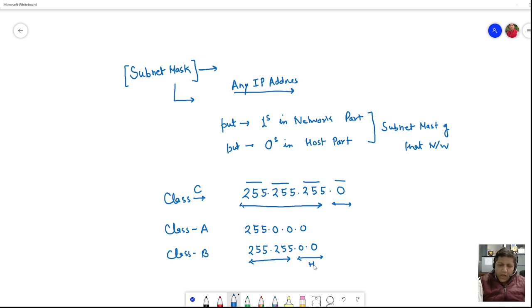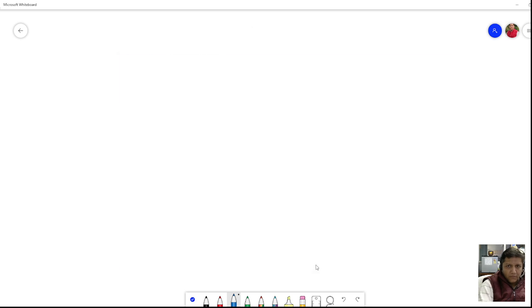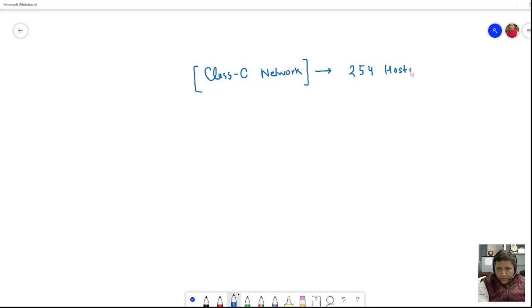Okay, now let us assume a situation, and this is a very common situation in the context of how networks are designed and how networks are administered. This is a very normal situation. Suppose there is a class C network. This class C network can have 254 hosts maximum.